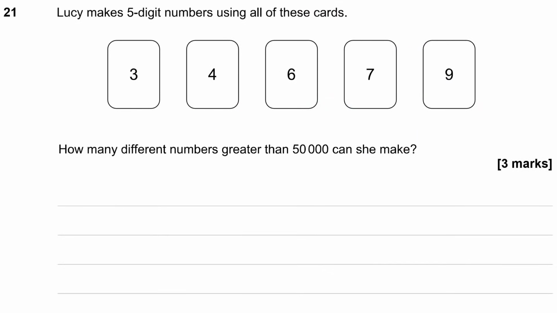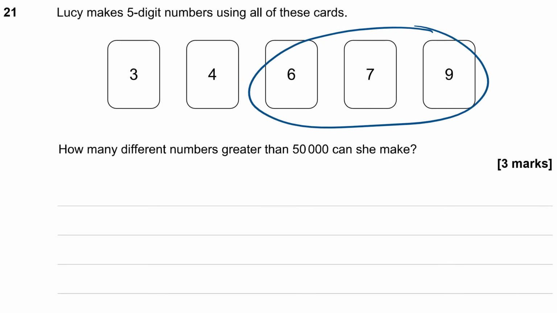Lucy makes 5-digit number cards using all of these cards: 3, 4, 6, 7 and 9. So how many different numbers greater than 50,000 can she make? Okay, so let's consider her choices. If she's going to make numbers bigger than 50,000, then there's a restriction on her first selection of her first digit card. She can only pick one of these 3 to start off with then. So she's got 3 choices for her first selection. For her second selection, doesn't matter which one of those 6, 7 or 9 she picks, she'll have 4 other choices for her next digit number.